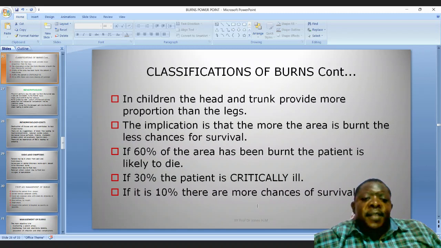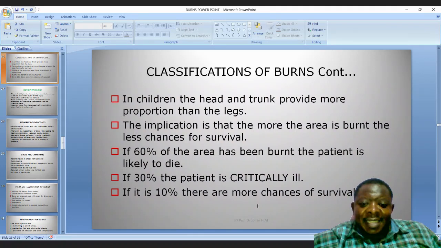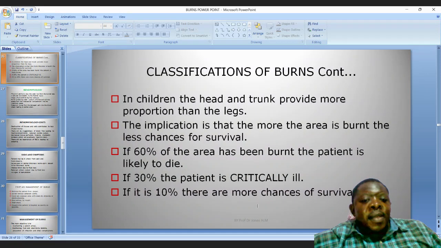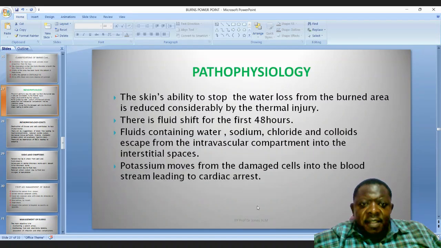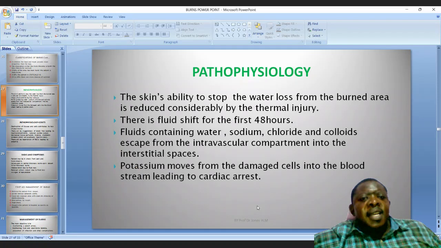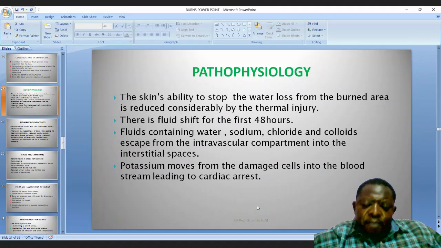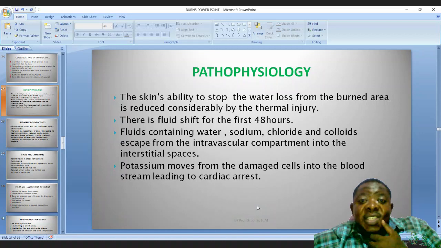But if there's 30% burns, this may require critical care, or the patient may be critically ill. Then if it is 10% burns, there are more chances of survival for the patient. Let us now look at another part of our objective, understanding the pathophysiology.